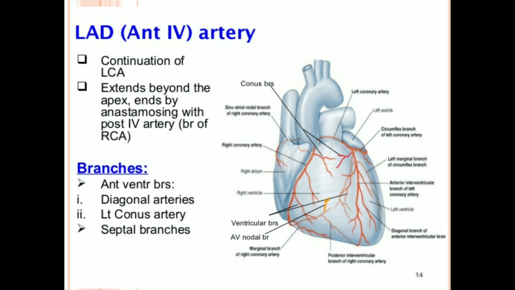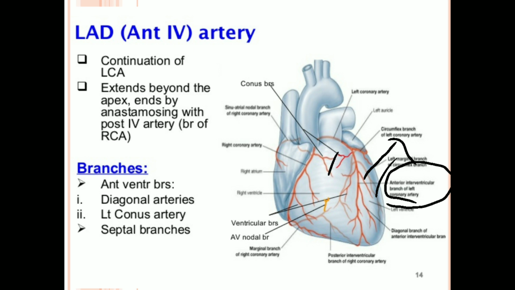Then we look into the branches of the left coronary artery. The first one is a branch running in the interventricular groove, called the anterior interventricular branch of the left coronary artery. You can see this is a ventricle and this is a ventricle. Between the ventricles there is a groove, and running in the groove is this artery, called the anterior interventricular branch of the left coronary artery. If I give you the description of it, it descends in the anterior interventricular groove.